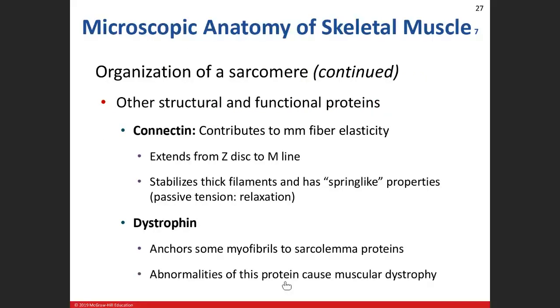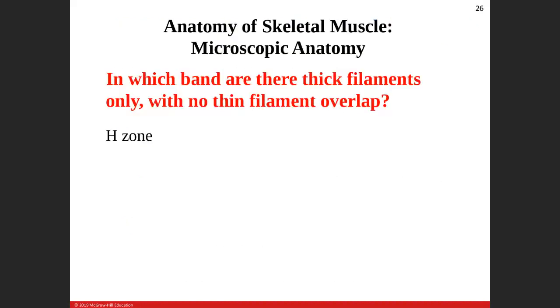A couple other proteins that you need to know that are going to be found in the sarcomere are connectin and dystrophin. Now, connectin, and I thought it was clever how the book drew this in, looks like a spring. Because it looks like a spring, it's going to provide the elasticity to the sarcomere.